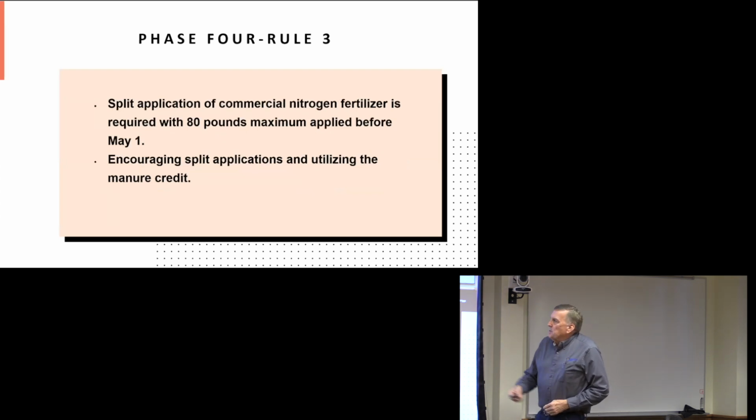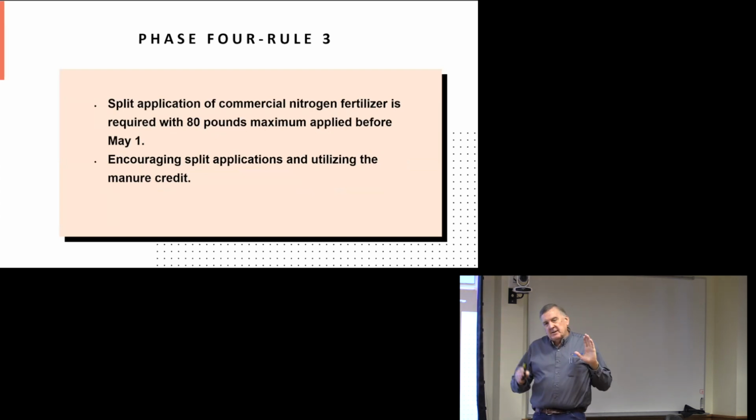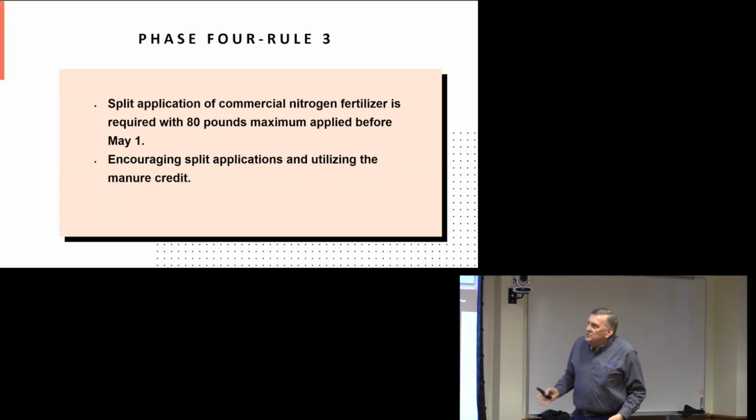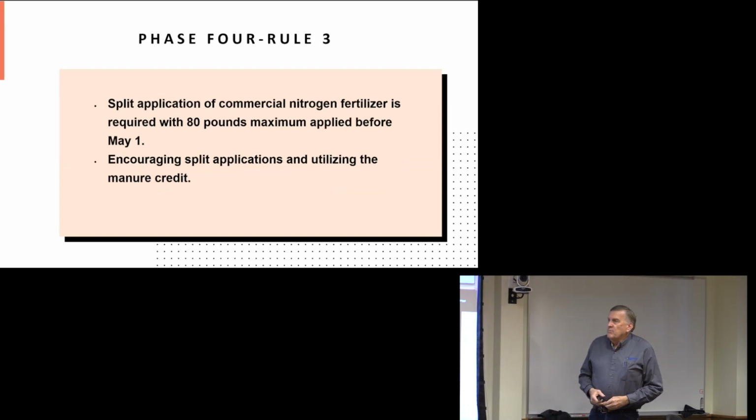Split application of commercial nitrogen fertilizer is required, with 80 pounds maximum applied before May 1st. So when we make the recommendations, if it comes out to be 130 pounds, they can still only put 80 pounds on prior to May 1st. So we're going to try to encourage or force them to move forward to split applications.